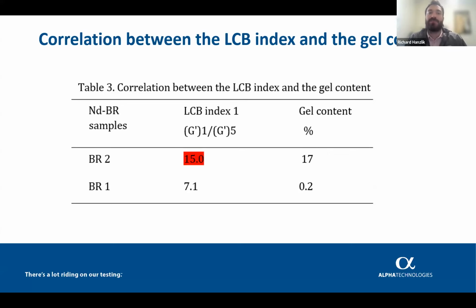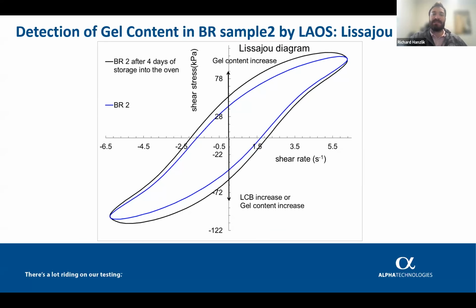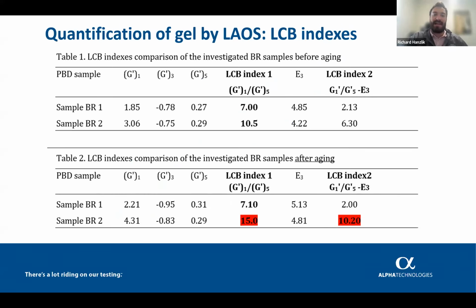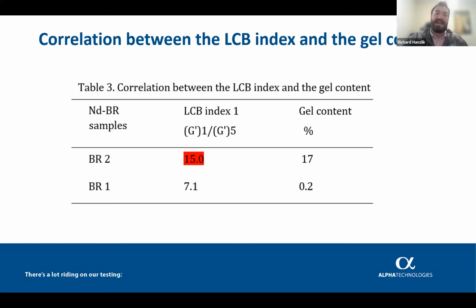So we want to do a correlation between the LCB index and the gel content. The gel content was established experimentally through other methods, and we can compare BR2 with an LCB index of 15, which shows a gel content of 17% for that material. For BR1, we saw an LCB index much lower, at 7.1, with an actual gel content of about 0.2. This is just showing that sometimes it's useful to use multiple test methods. So we want to look at the time dependency of the material as well as the LAOS results to make some inferences about the LCB index compared to the real world gel content.